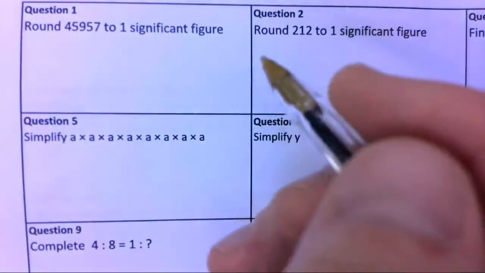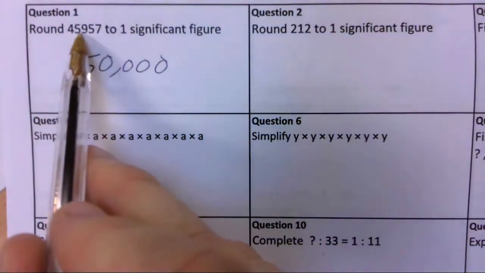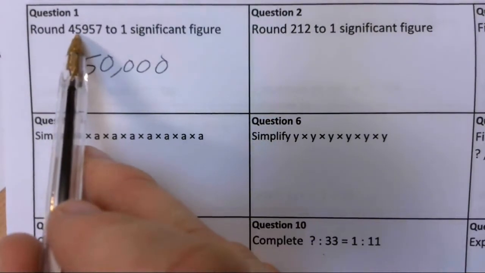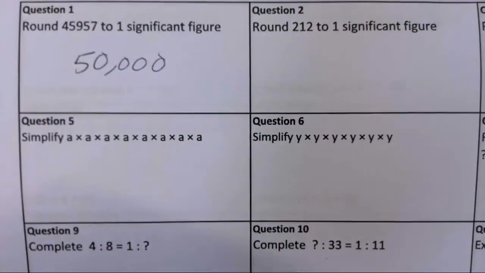So I'm thinking, is it closer to 40,000 or closer to 50,000? And it's closer to 50,000. So if the number after is 5 or more, it's going to round up. 4 or less, it will round down.